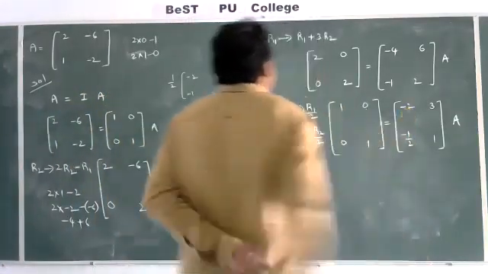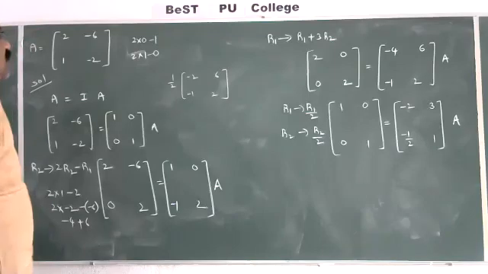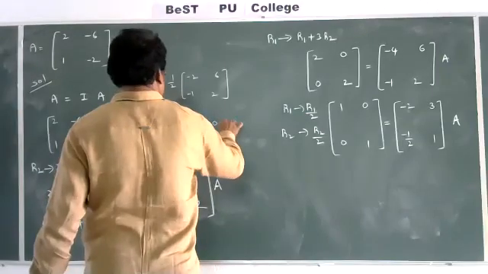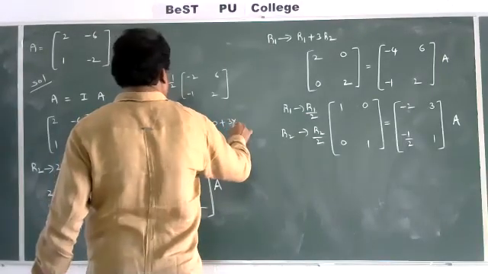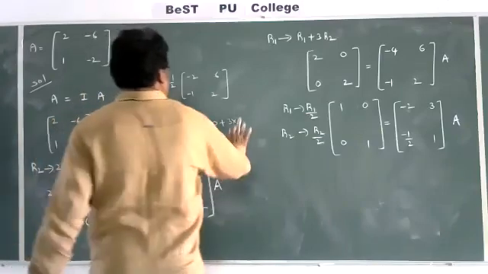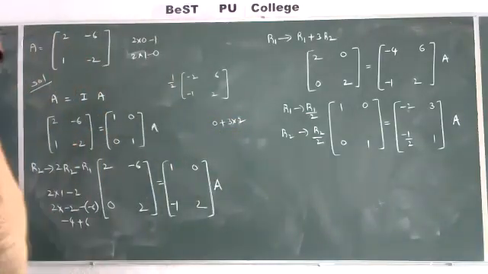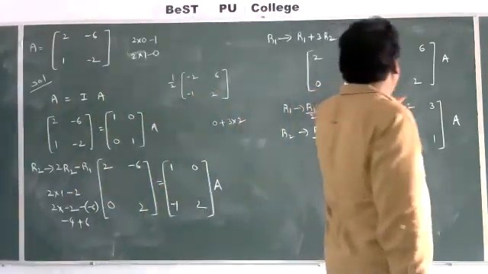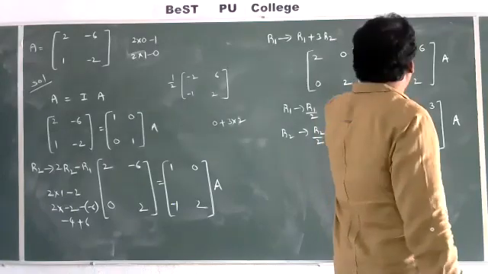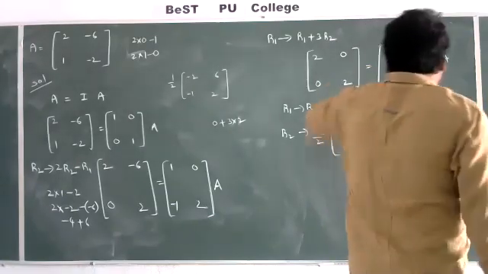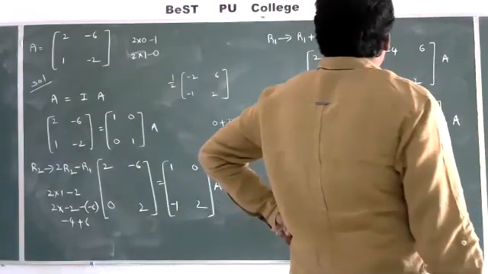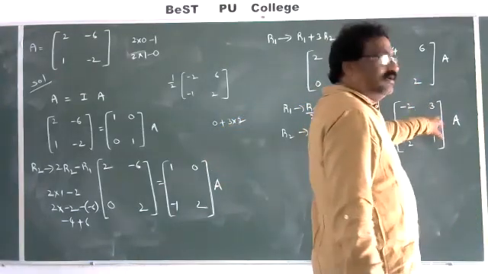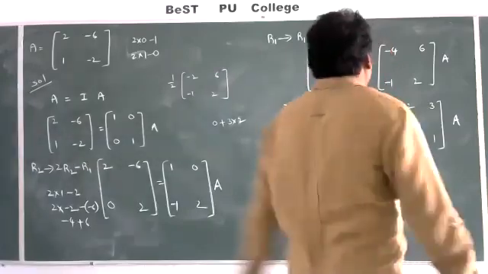Verify this. R1 goes to R1 plus 3R2. R1 is 0 plus 3 into R2, that is 6. Minus 2, 3, minus 1 by 2, and 1 plus minus 2, 3, minus 1. Here, what is wrong?